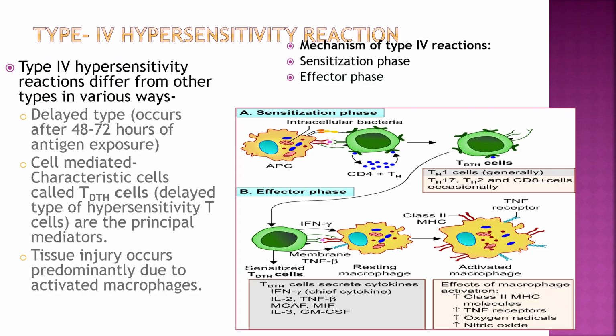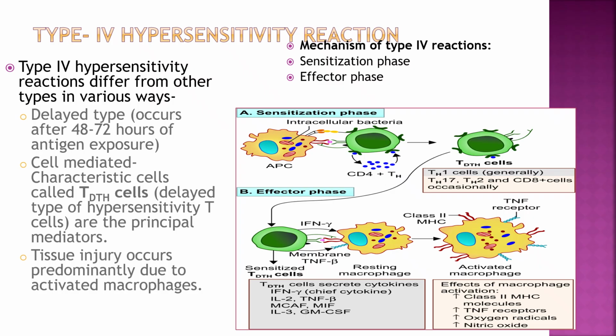Type 4 hypersensitivity reaction differs from the other types. It is delayed type, occurring 48 to 72 hours after antigen exposure. It is cell mediated. The characteristic cells are TDTH, delayed type hypersensitivity cells, which are the principal mediators, and tissue injury occurs predominantly due to activated macrophages. Mechanism: there are two phases, sensitization phase and effector phase.